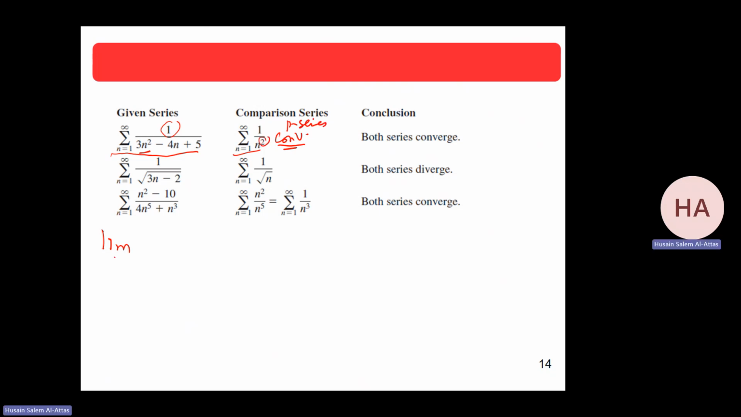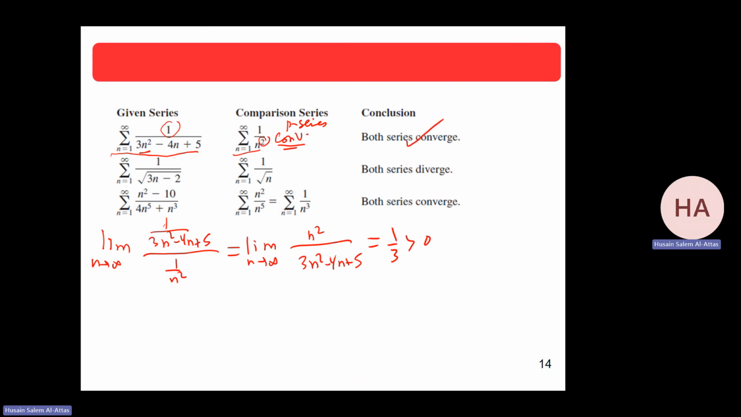So it's converging. I have the limit of this one over this one. That gives me the limit as n goes to infinity of n squared over 3n squared minus 4n plus 5, which I know is 1 over 3, positive and finite. That's it. So both series converge.